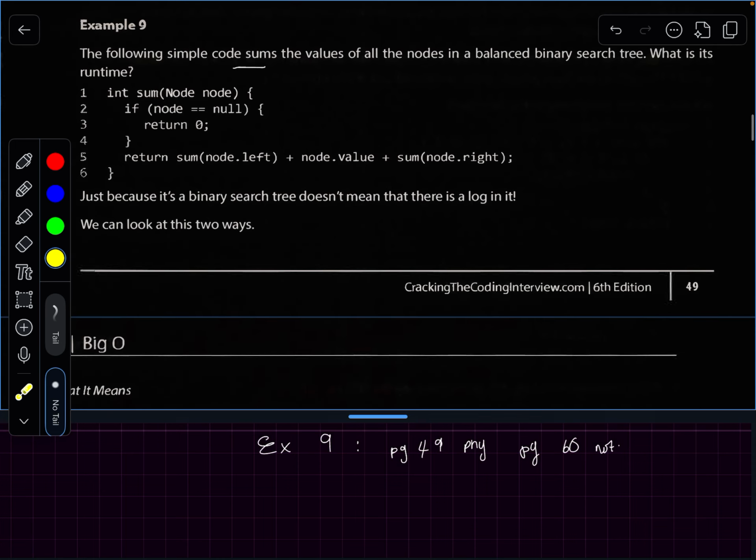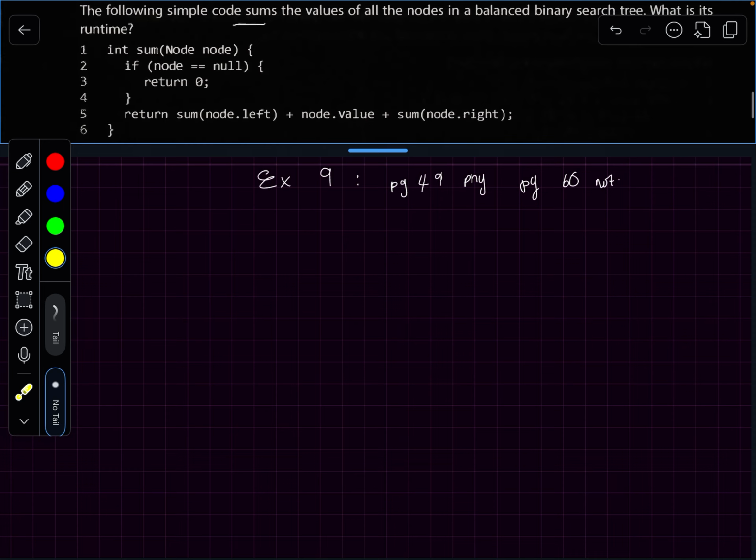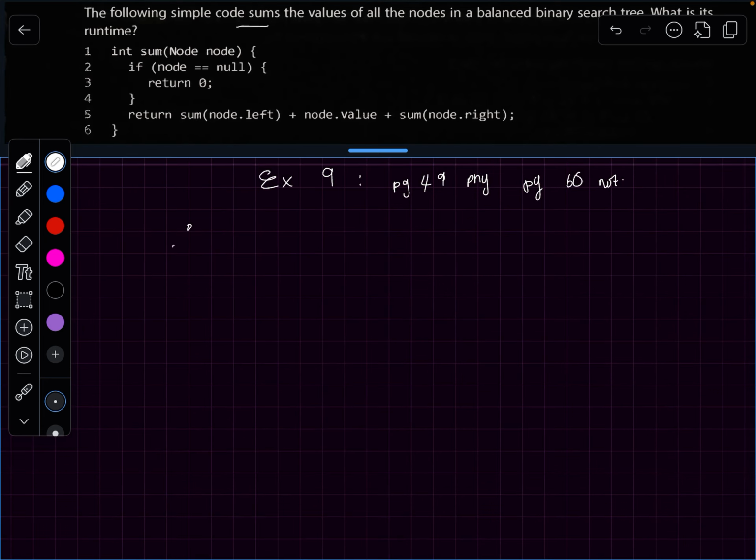The first way, which is quite simple, is the fact that it touches each and every node once. It touches every node on the binary tree once. Hence, if we increase it to n, it is also going to be O(n). So I'm going to say first it is going to be O(n), and that's the answer.